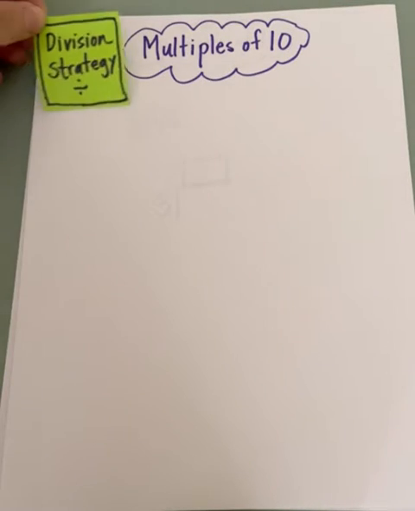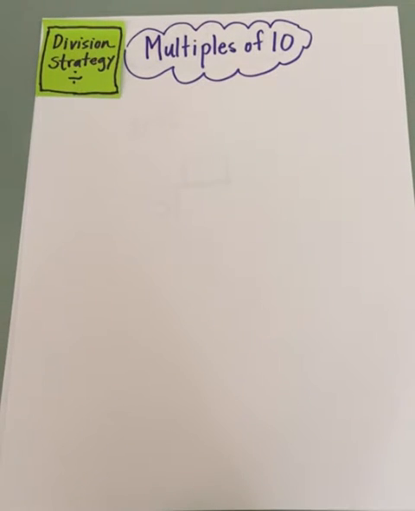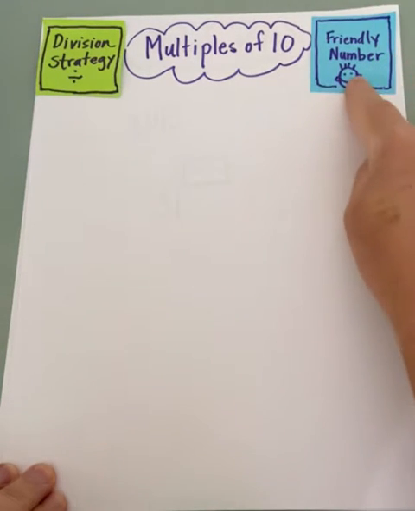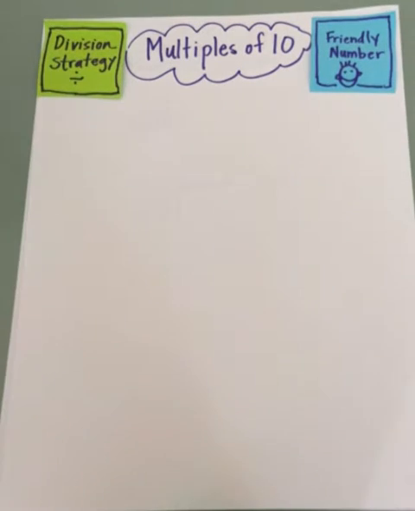Today we're going to be doing a strategy called multiples of 10. Multiples of 10 is a division strategy that uses multiples of 10 to find the quotient, or the answer. Why do we use multiples of 10? Well, 10, as you know, is a friendly or nice number. It is easy for us to multiply numbers by 10. So let's try our first problem.